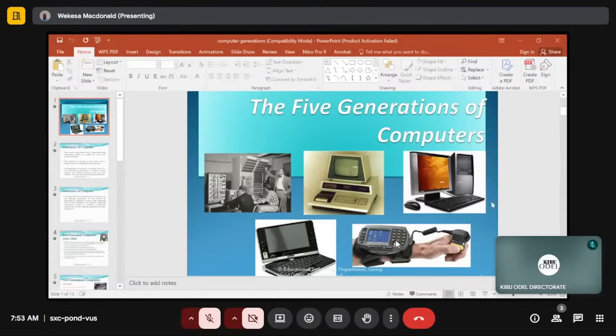Then came the second generation that used transistors. We had the third generation that uses integrated circuits. Then we have the fourth generation that uses highly integrated circuits. And then we have the fifth generation where we have the wearables, smart devices.